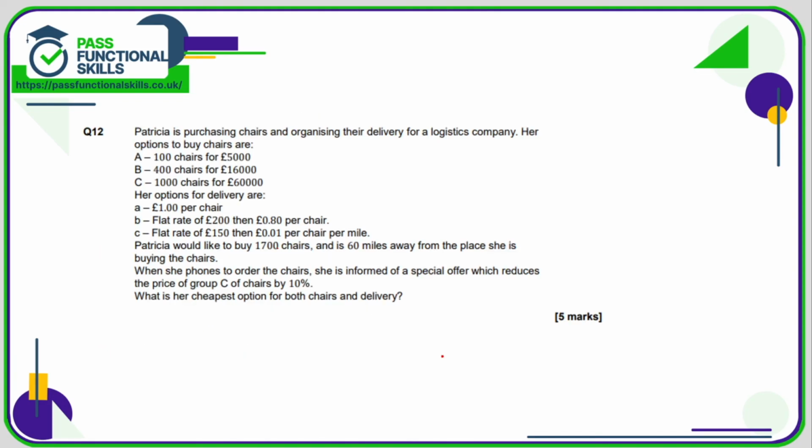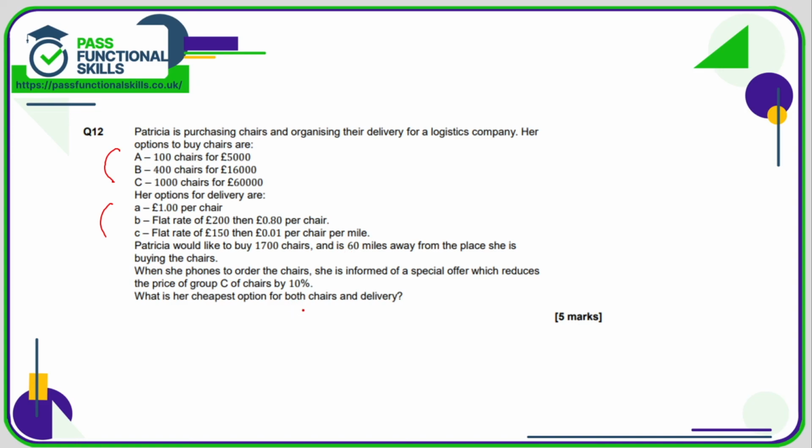Question number 12 is quite challenging, mainly because it's quite a confusing question due to the amount of information. But just to break it down, she has 2 decisions to make, this Patricia lady. One is one option for the purchasing of chairs and a second option for the delivery of chairs. There's a lot of information, so this is the sort of question where you'd have to read it perhaps 3 or 4 times to fully understand.